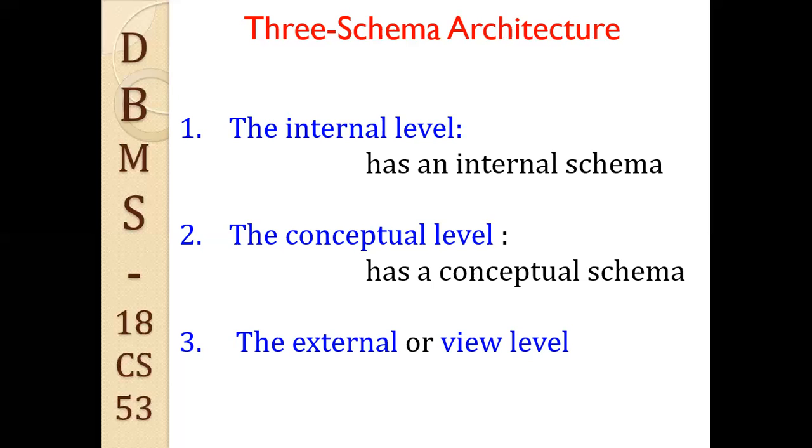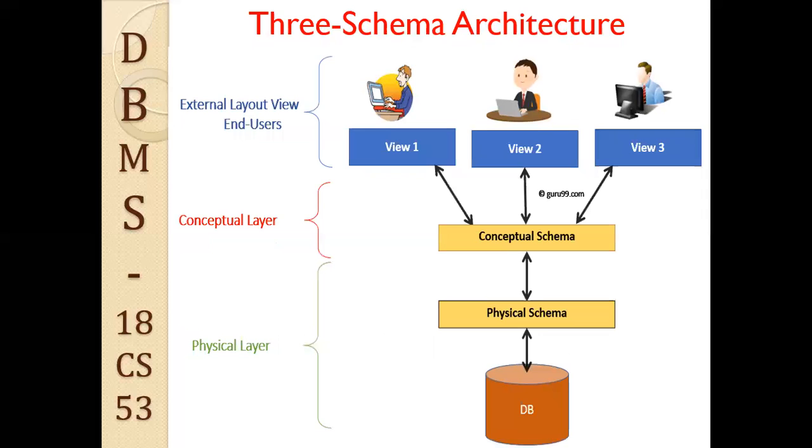Now we'll see the diagrammatic representation of the three schema architecture. If I look at this, it shows the three levels. The first level I have given is the physical layer. The physical layer is the internal level, which gives the physical representation of data storage.